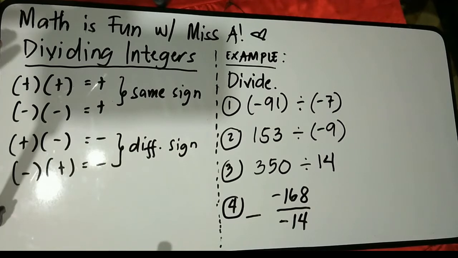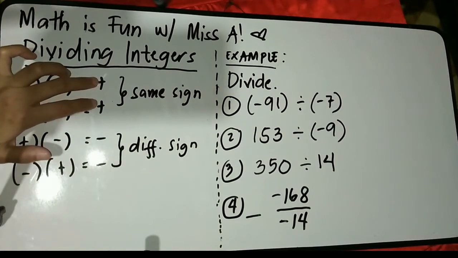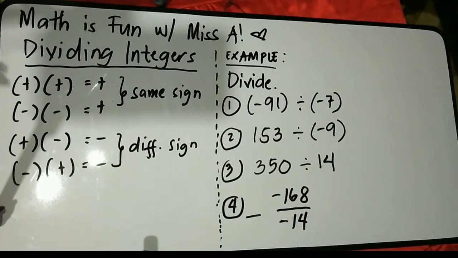Yung dividing integers saka multiplying integers, they actually follow the same rule. That is, kapag nagde-divide ka ng same sign, okay, pag parehas ng sign yung dividend mo at saka yung divisor mo, then your quotient will have a positive sign. But if otherwise, magiging negative yung quotient, yung sign ng quotient.